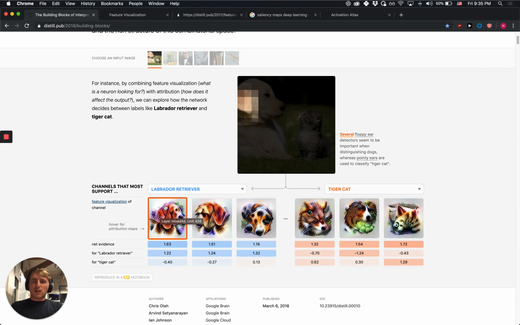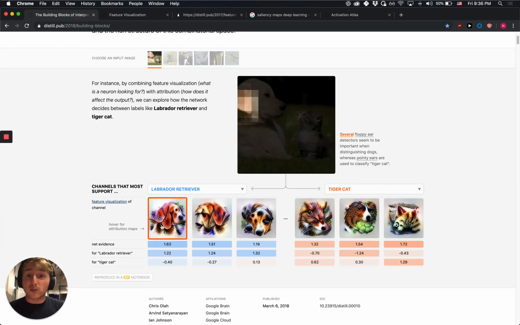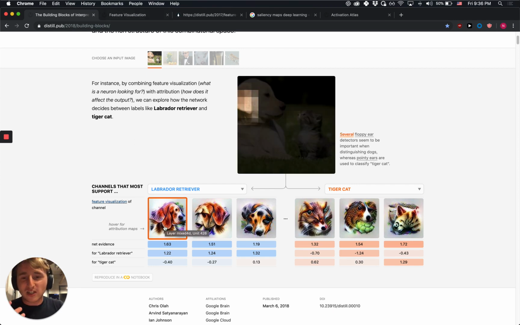So I think it's worth talking for a second about what these actually are. At one level, they're just the neuron, the actual part of the neural network that is part of the architecture. But what we're seeing is called a feature visualization, and I want to explain what that is and why we actually have such strong evidence that this neuron is looking for a floppy ear.